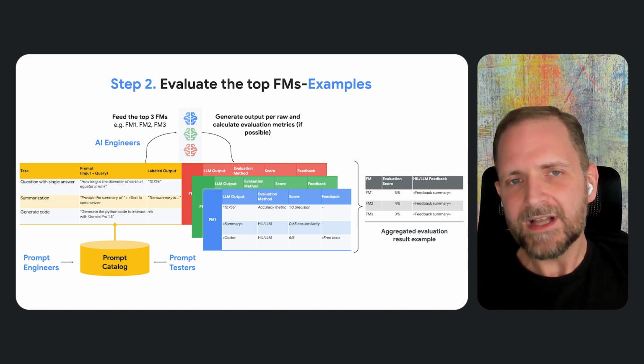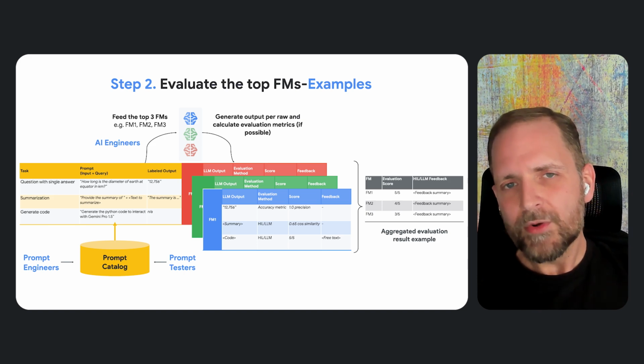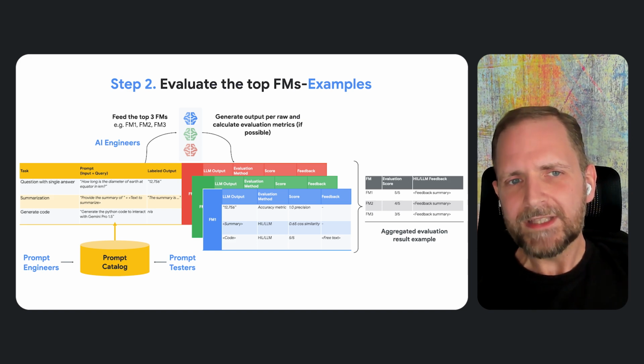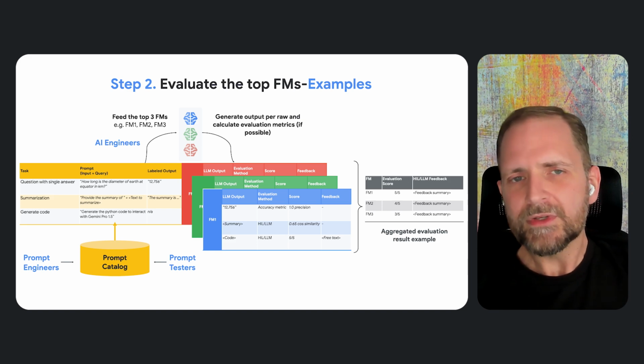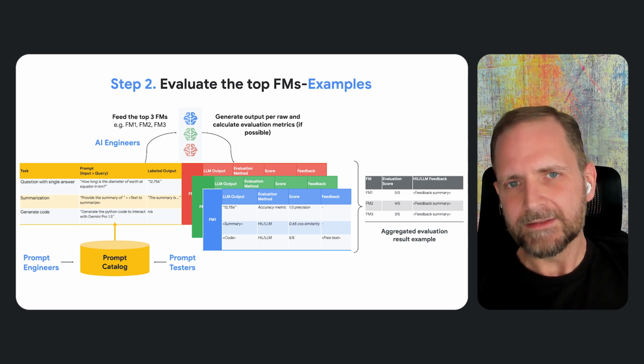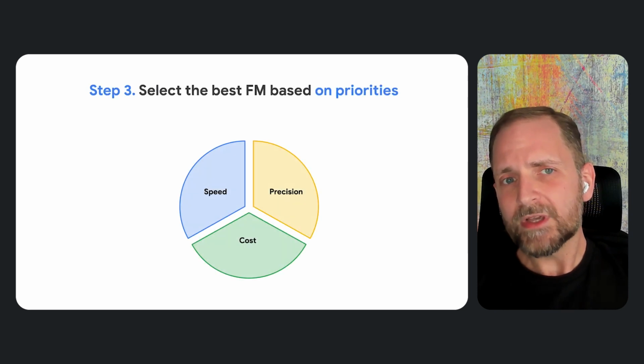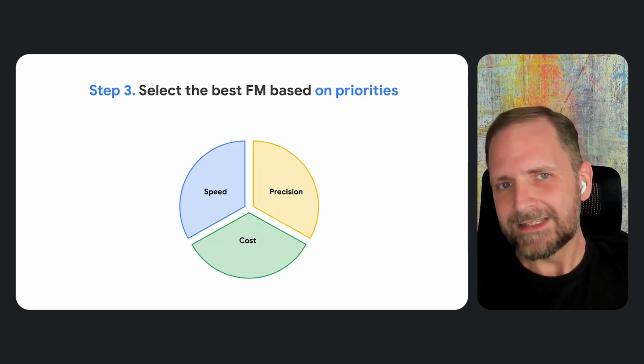We generate the results per record, and then we aggregate the performance results for all these three different models. At this stage, you can also have prompt testers who are responsible for extending the prompt catalog with more prompts in order to cover more edge cases. But this process is only for precision, right? As I said earlier, we need to check also speed and cost, at least.